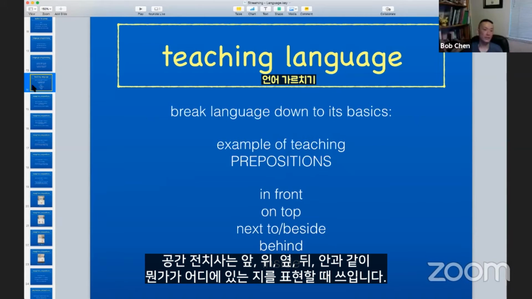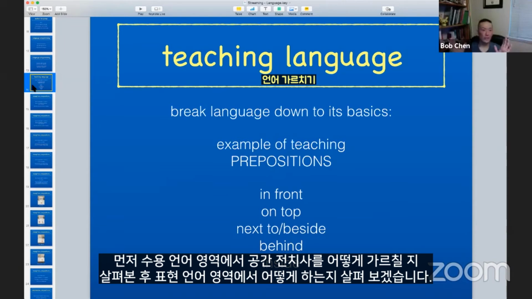So spatial prepositions are things like in front, on top, next to, or beside, behind, inside. They are all about referencing where something is. We're gonna take a look at teaching spatial prepositions first in the receptive language domain, and then later on we'll take a look at how we might do that in the expressive language domain.